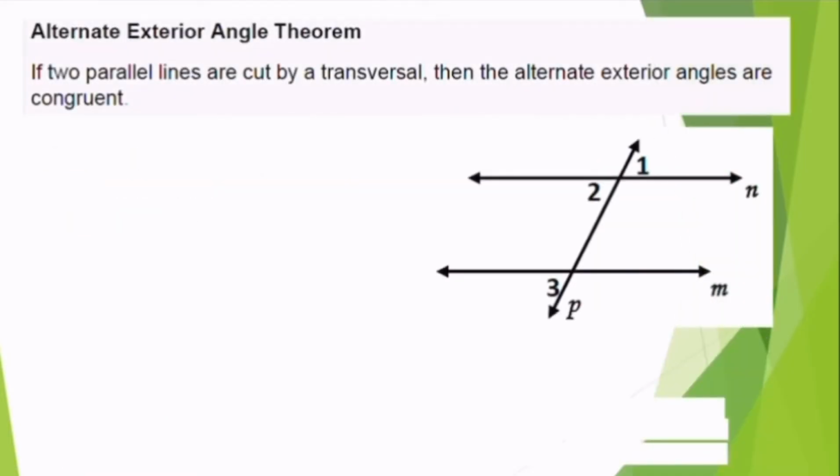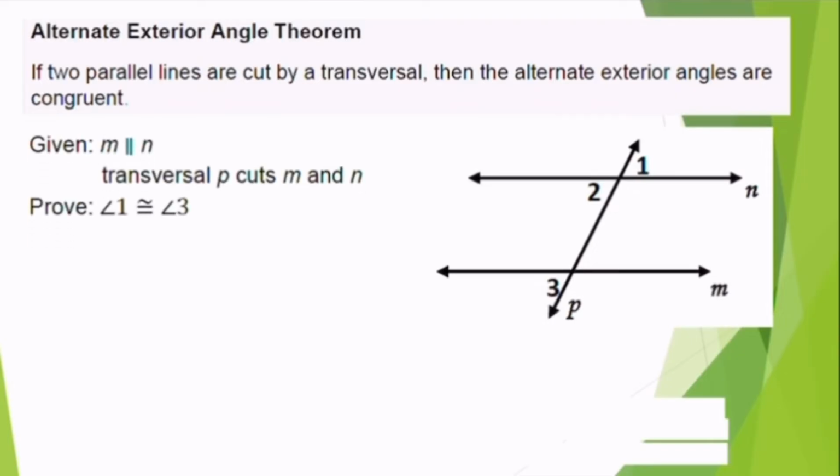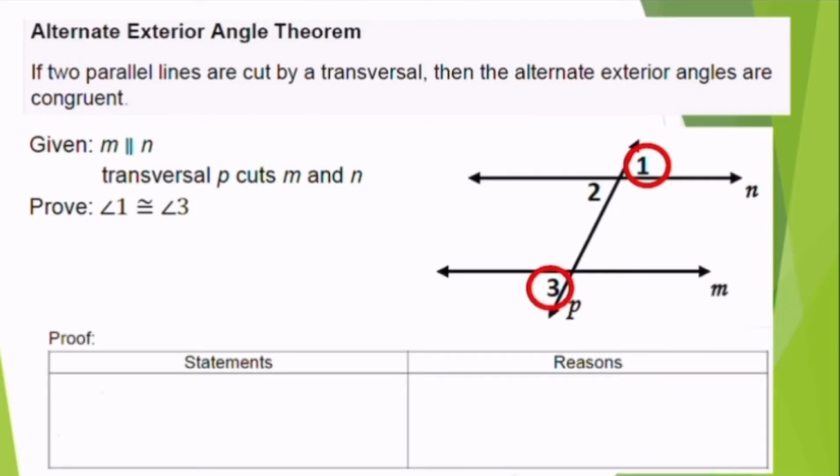Next, let's proceed to the alternate exterior angle theorem. Based on the definition, if two parallel lines are cut by a transversal, then the alternate exterior angles are congruent. Given the line M is parallel to line N, transversal P cuts line M and line N. Let's prove angle 1 is congruent to angle 3. So for this, we need to have our proofs. So we will have our statements and reasons.